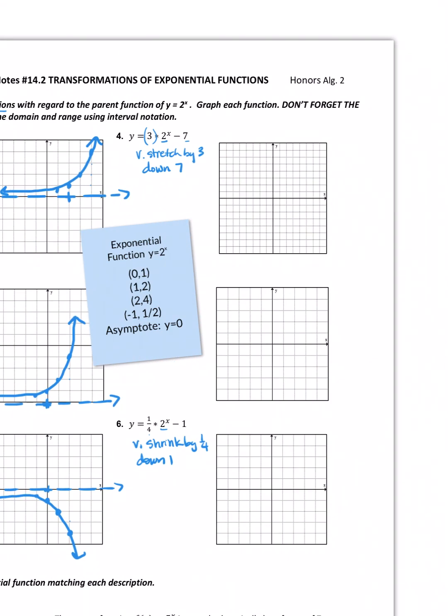Let's try number 4. All right, 2 different things happening on this. We have a vertical stretch by 3. And we have it down 7. So this one is going to go down 7. So it's right here. Vertical stretch by 3 means I'm going to do 3 times whatever the y value is. So from the origin, I go straight up. Instead of 1, I'm going to go up 3. All right. And then if I go right 1, instead of going up 2, I'm going to go up 6. If I go right 2, instead of going up 4, I'm going to go up 3 times 4, which is 12.